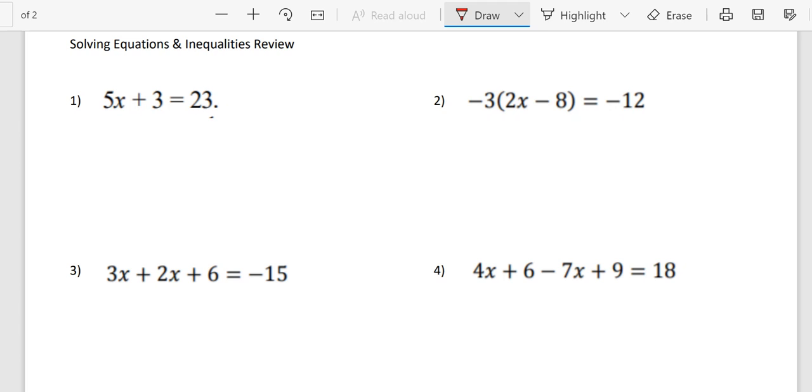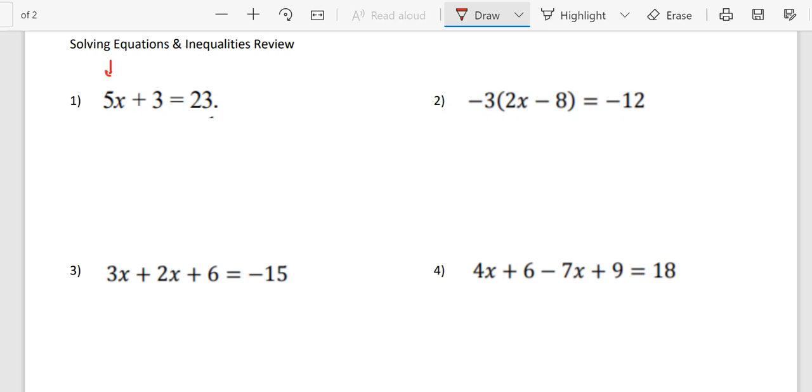Oh, okay. So this is going to be just some review on solving equations and inequalities. Try to go through this pretty quickly. Hopefully it'll take me about 15 minutes. So something like number one is a basic two-step equation.